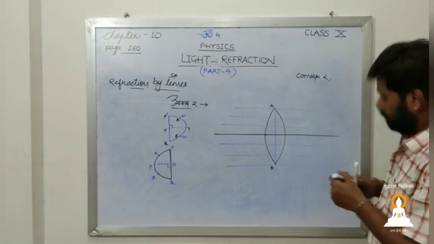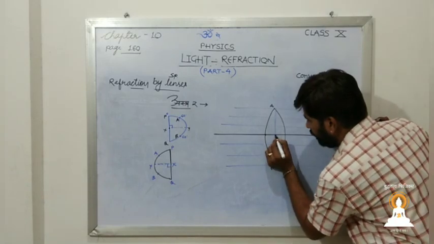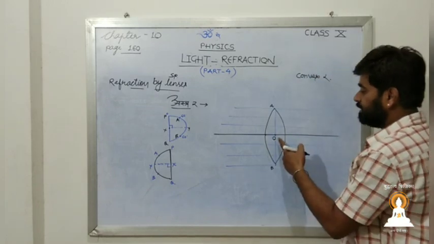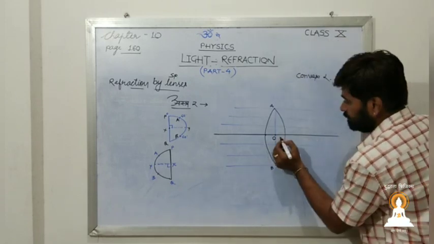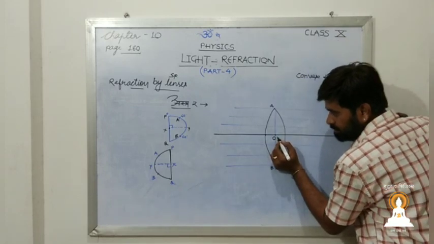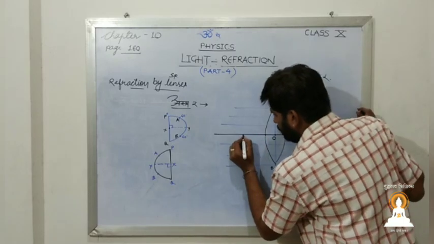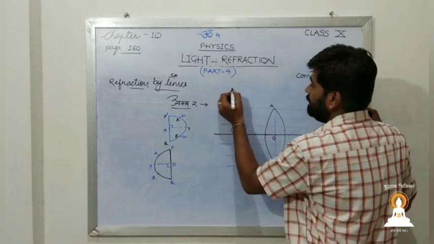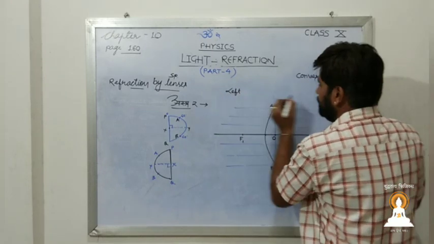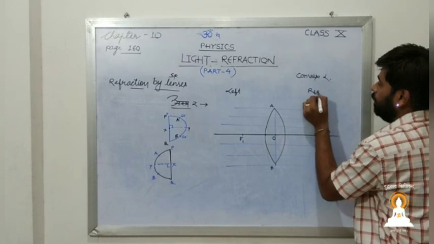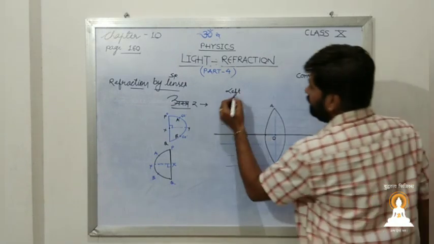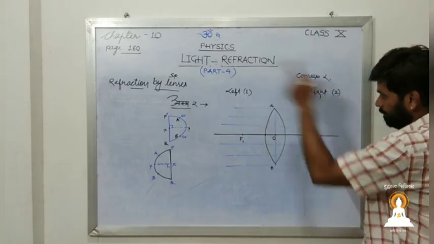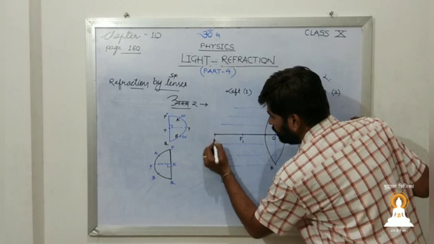Now let us understand the points. This is the center point, which we term as O, and that is the optical center. Now you have to take one more point here, that is F1. Left side will be C. This is left side and this is right side. Left side will always be 1 and right side will always be 2. Remember. So this will be the F1 and this will be the C1.